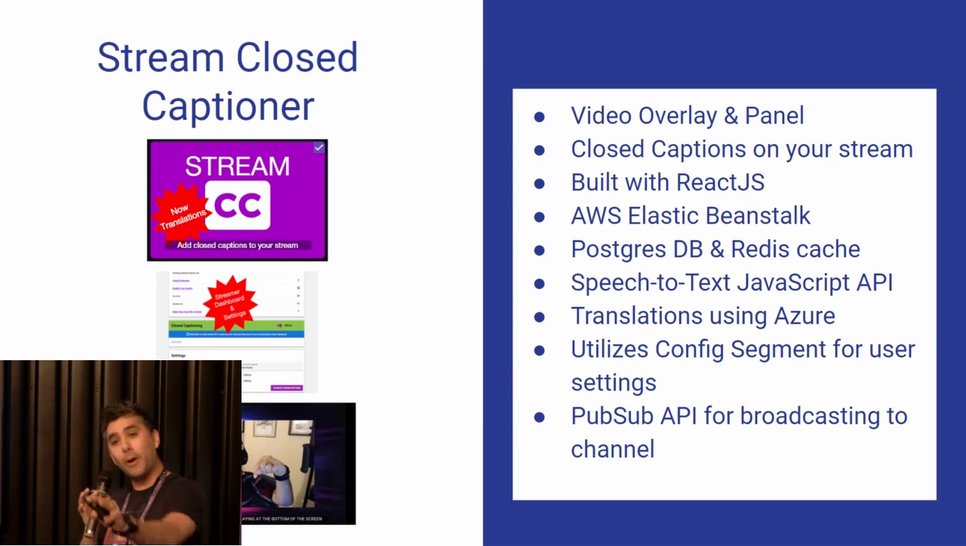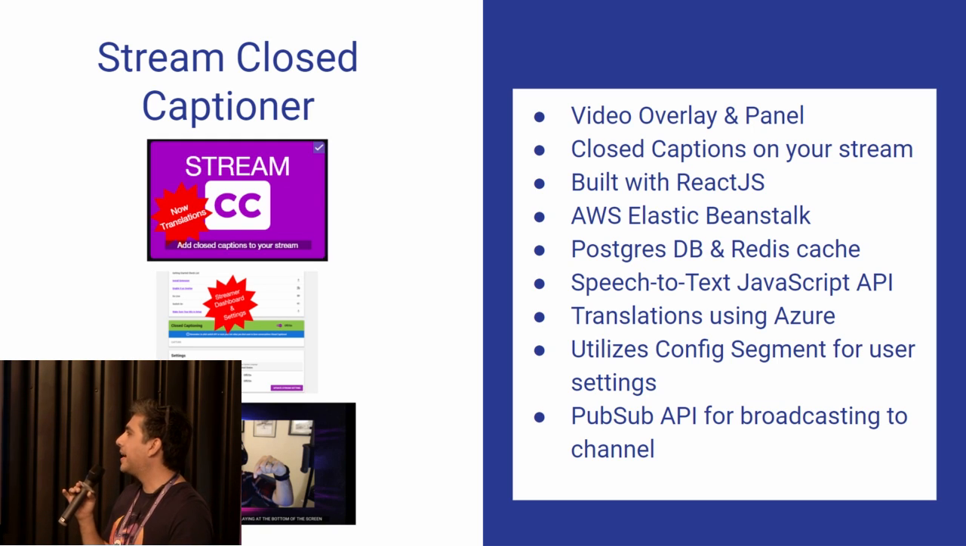I was inspired by NoopCat herself to build a closed captioning extension. This extension is a video overlay and panel extension that offers closed captioning on your stream. It adds an overlay, and you can do closed captioning. It's built with React.js. It uses AWS Elastic Beanstalk, PostgreSQL database, Redis cache, and a speech-to-text JavaScript API that Chrome offers for free. So users are restricted to using Chrome for this because they offer it for free.